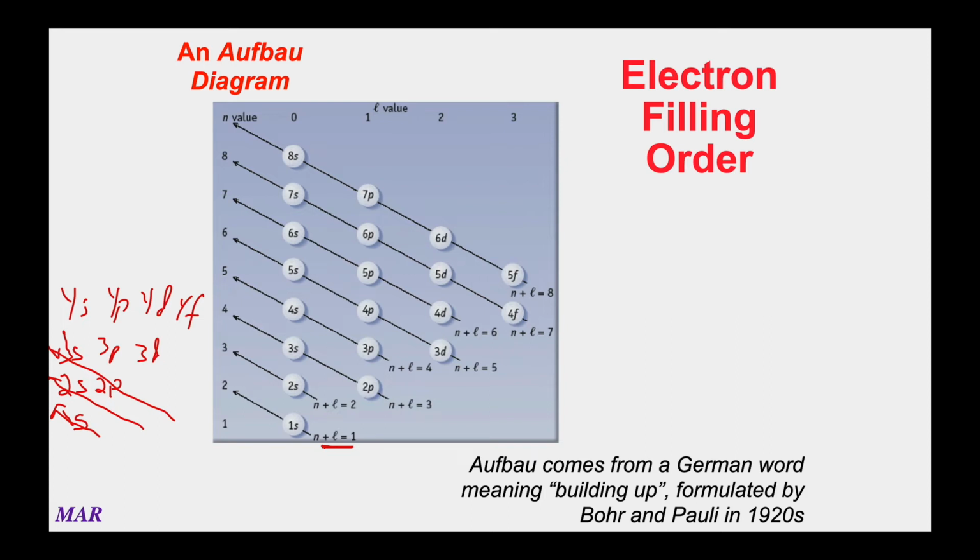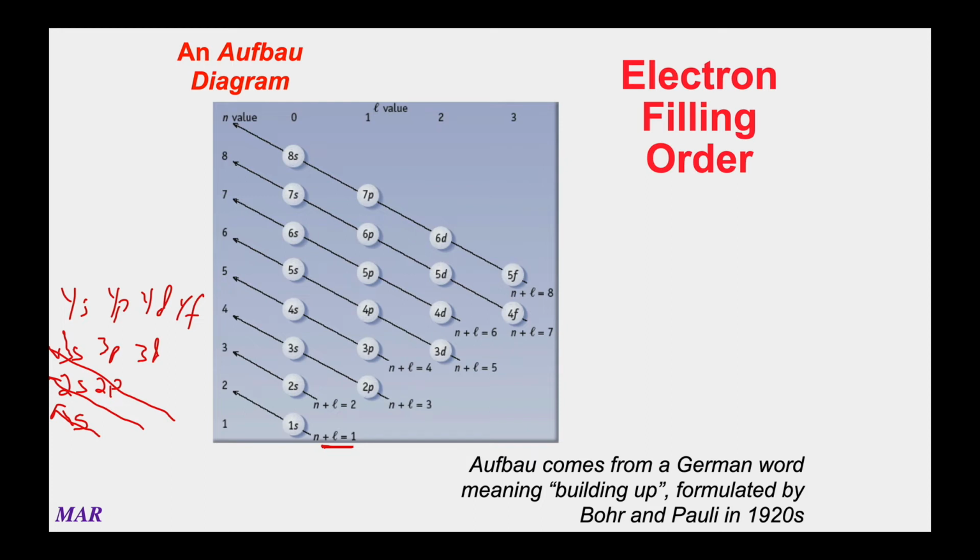2 plus L equals 0 for S would be N plus L equals 2. That's the next one to get filled in. Now, both 2p and 3s have the same N plus L. If you figure it out, they're both equal to 3. Lower N filled in before higher N, so 2p gets filled in first, and then 3s.